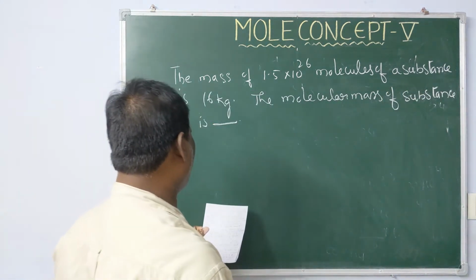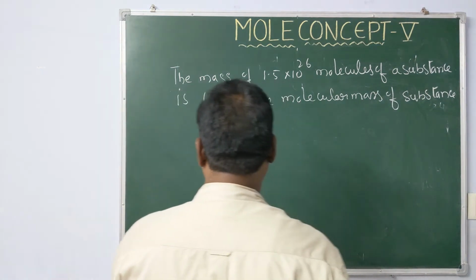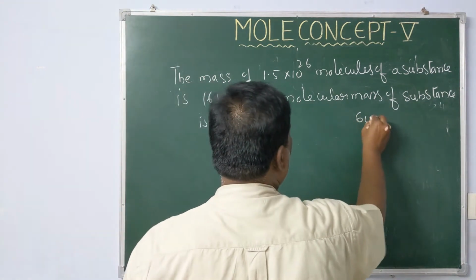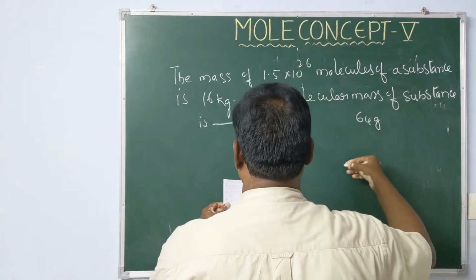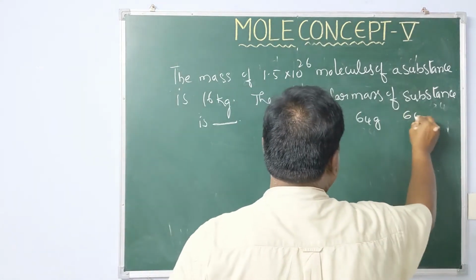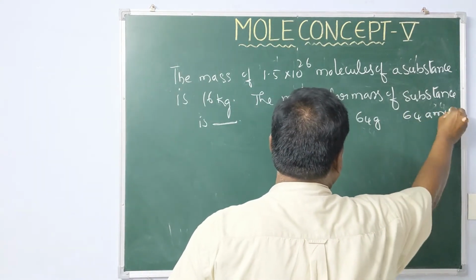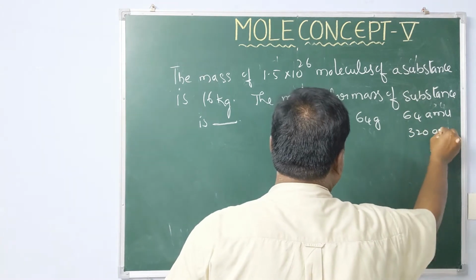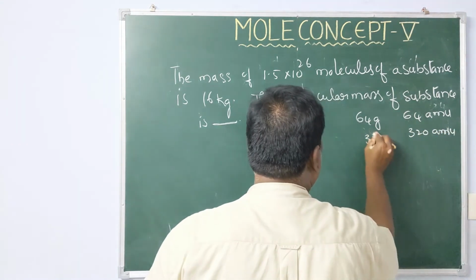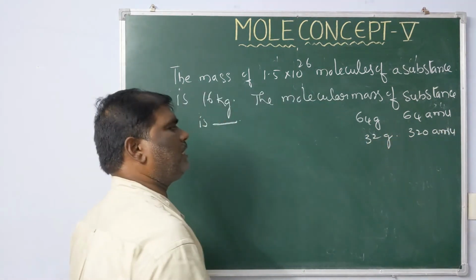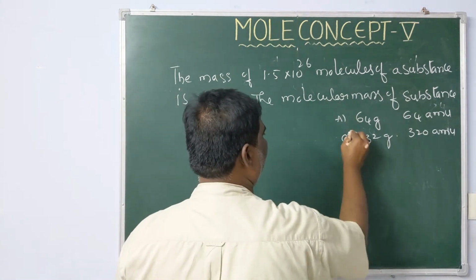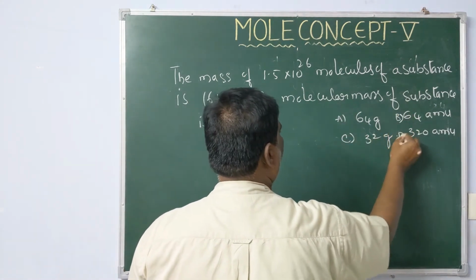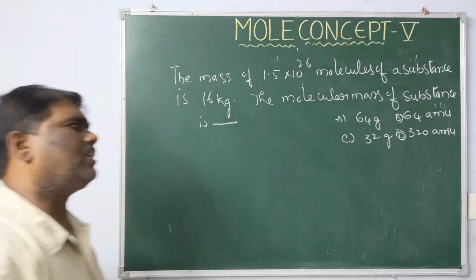The given options are 64 grams, 64 AMU, 320 AMU, 32 grams. So these are the options given. Now how can we solve the problem?